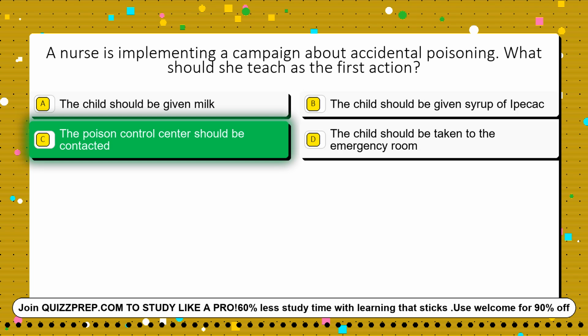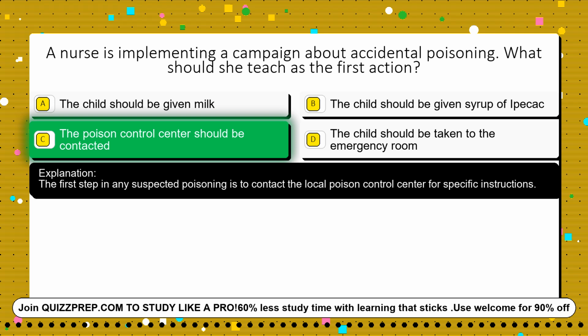The correct answer is option C. The poison control center should be contacted. The first step in any suspected poisoning is to contact the local poison control center for specific instructions.